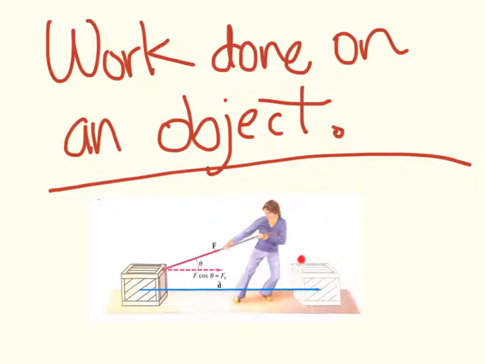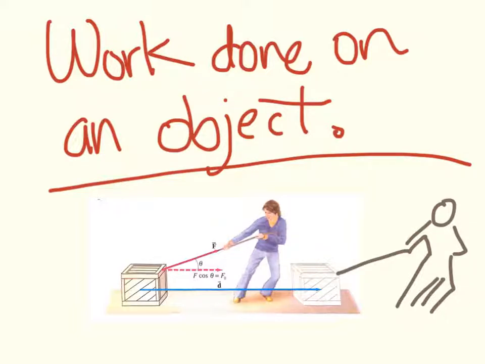So here we see our friend, and she is pulling this box, and there's a rope attached to the box, and just because of the way she's standing, she's pulling at an angle. And it looks like she's going to pull the box through this amount of distance, so it would end up over here. And what we're going to do is calculate how much work she does on the object.